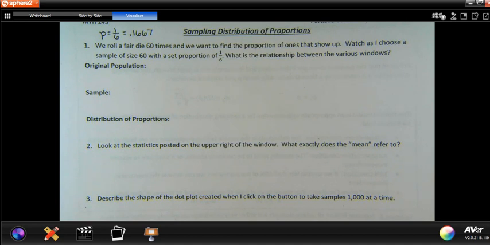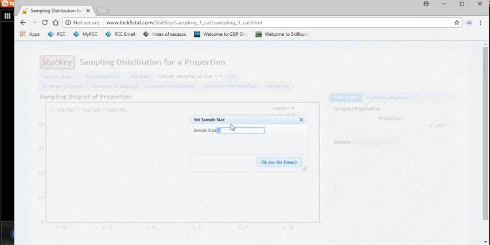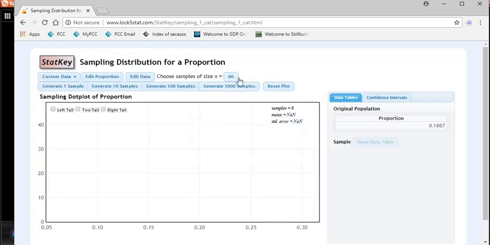So we're going to use a simulation. This simulation is from a book created by Locke, and they have this program called StatKey that we use. This program StatKey will run our simulation, making the sampling distribution of proportions. Some things I had to set up for us is the idea of rolling a die 60 times. So that's where I set my sample size to 60 here.